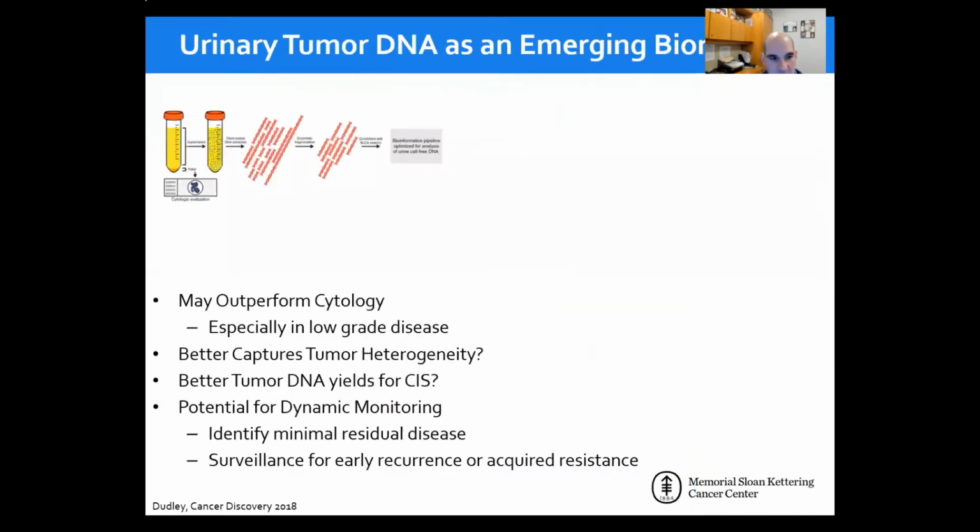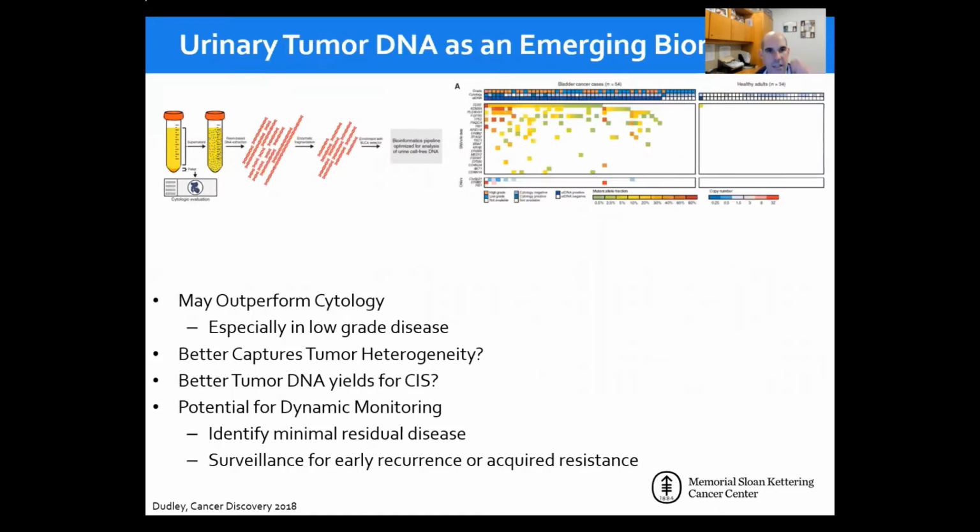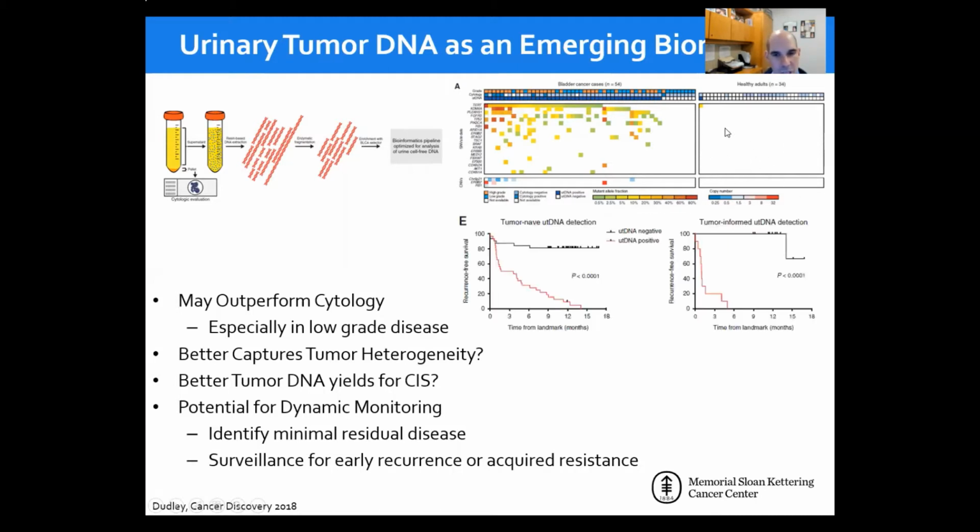Interestingly, because the bladder is involved with collection of urine, that provides the potential opportunity to do sequencing of the urine cells that are shed. And you can look into what's called cell-free DNA within the urine itself. So these are DNA fragments that are captured within the urine. And in this publication from the Stanford group, as you can see, patients with bladder cancer very commonly have tumor mutations within the urine, whereas healthy adults generally do not have any alterations present.